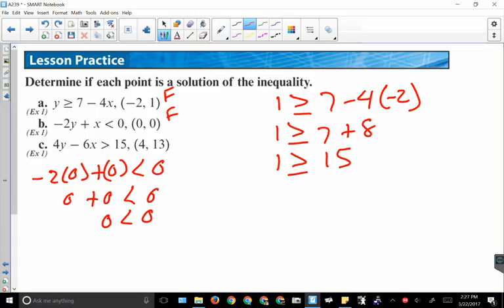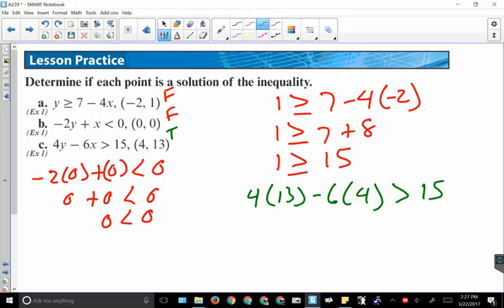So Bailey, what about C? False, you say? Well, they could be. Okay, he says true. Well, let's just see. So 4 times 13 minus 6 times 4, is that bigger than 15? Well, what's 4 times 13? 52. Minus 24. Is that bigger than 15? So what's 52 minus 24? 28. So is 28 greater than 15? So you got lucky when you said true.